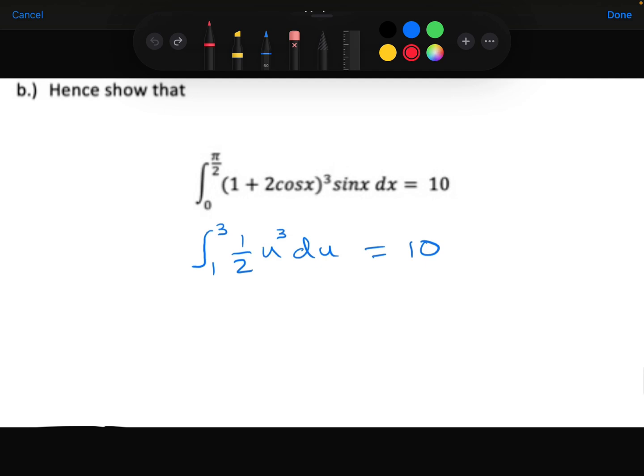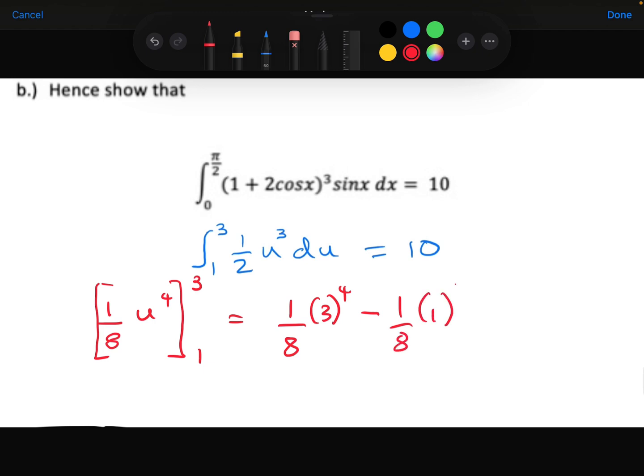Right, we can actually do this integral now. So I'm going to add 1 to the power. So the new power is going to be 4. When I divide by 4, the half becomes 1/8. So this is me doing the actual integration. My upper limit is 3, my lower limit is 1. Substituting the limits in now then. So 1/8 of 3 to the power 4, subtract 1/8 of 1 to the power 4. 3 to the power 4 is 81, so I get 81 over 8. 1 to the power 4 is obviously just 1. 81 over 8, take away 1 over 8, would be 80 over 8, which is 10, which is what we needed to show.